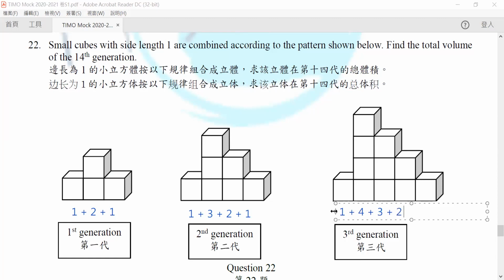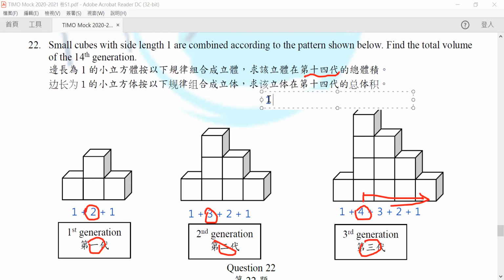If we write them all down, then we immediately see something very interesting. If it is the first, the largest number starts from 2. If it is the second, the largest number starts from 3. If it is the third, the largest number starts from 4, and then it will go down, right? So for the 14th, the largest number should start with 15. So it should be 1 plus 15 plus 14 plus 13 plus 12, and so on, plus 1.